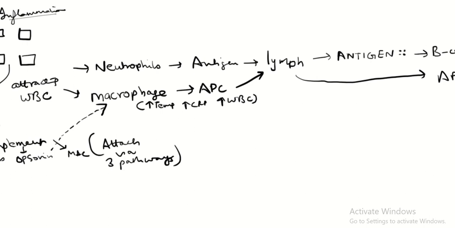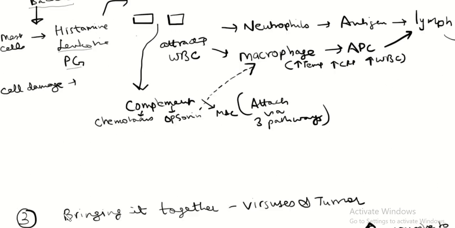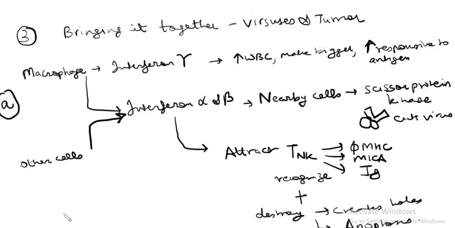Okay, so that's bacteria. Let's talk about viruses and tumors. There's three big pathways because again, viruses and tumors are intracellular. So again, you have macrophages and other cells. When viruses infect them, other cells produce interferons alpha and beta. Macrophages produce alpha and beta and interferon gamma. Interferon gamma does what? Makes WBCs, makes more WBCs, makes them bigger, makes them more responsive to antigen.